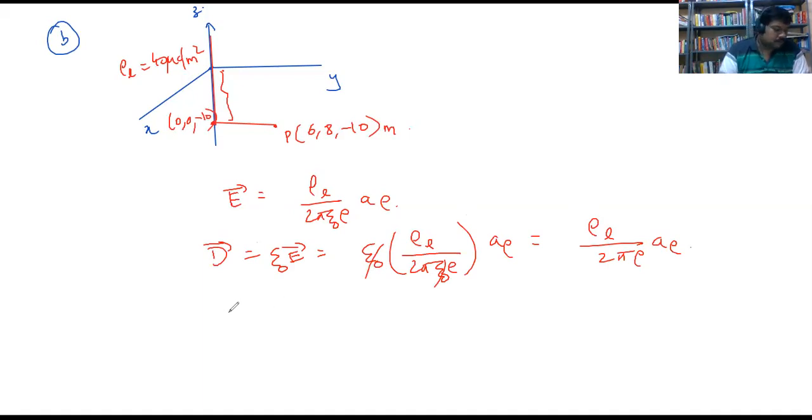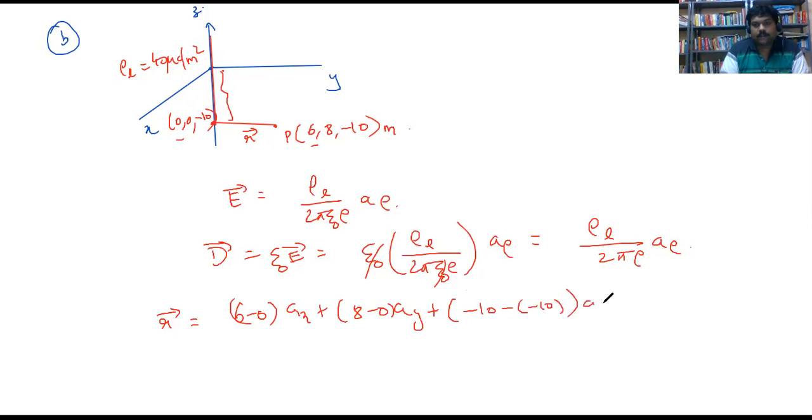Correct? So if I call this vector R, what is R equal to? R equals (6 minus 0) AX plus (8 minus 0) AY plus (minus 10 minus of minus 10) AZ. So this is nothing but 0. So this equals 6AX plus 8AY.